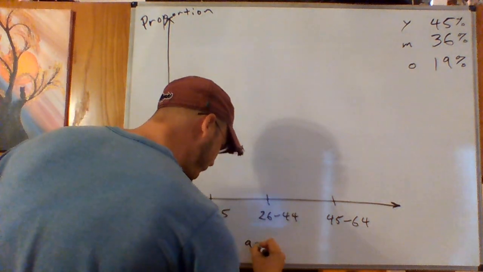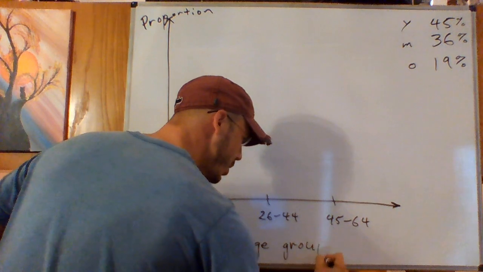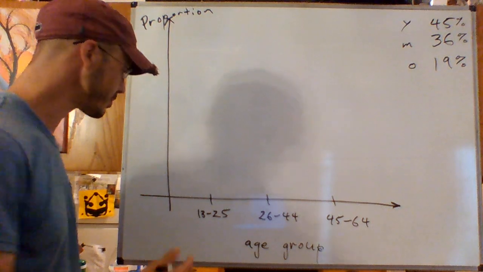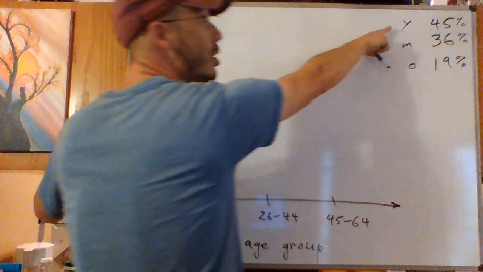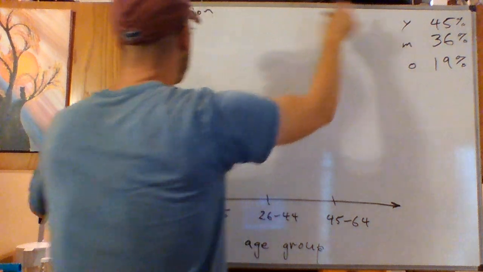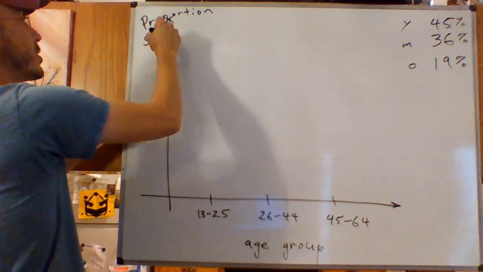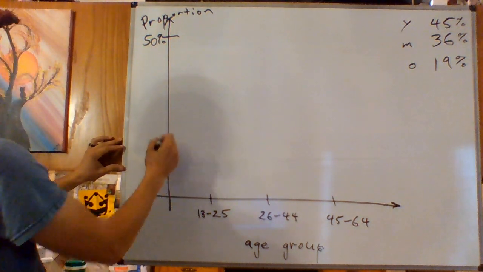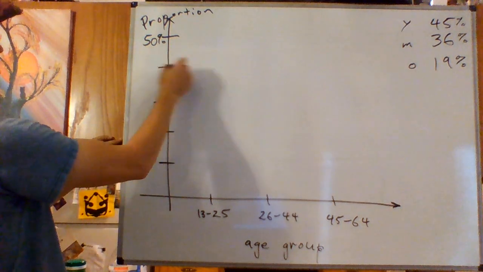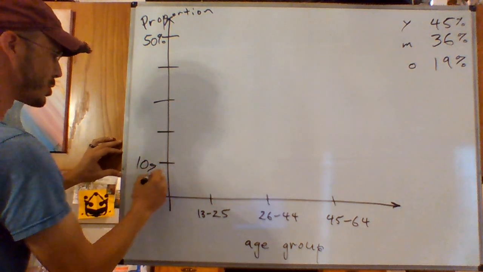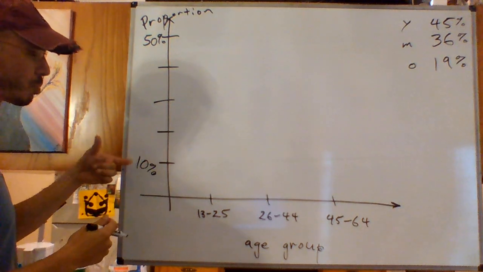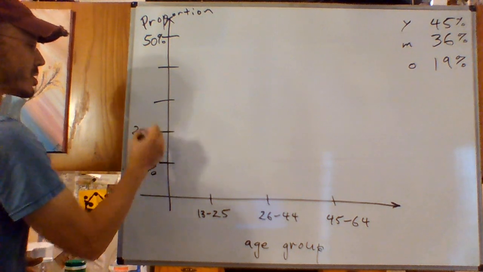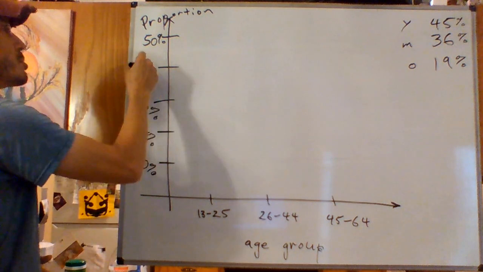I've already got the age group on my horizontal axis. I need to make 3 bars for a bar graph. The first one is going to be the tallest. That needs to go up to 45%. So I'm going to make my graph go up to 50%. And that's 10, 20, 30, 40. So these are percentages or proportions. You could do 0.1, 0.2, 0.3, 0.4, 0.5, or just label them with percentages. I'm going by tens.